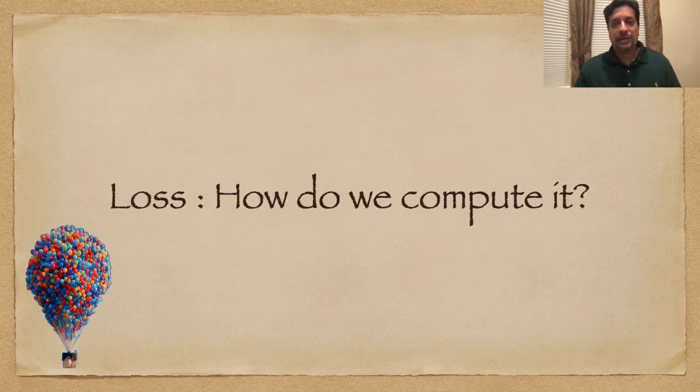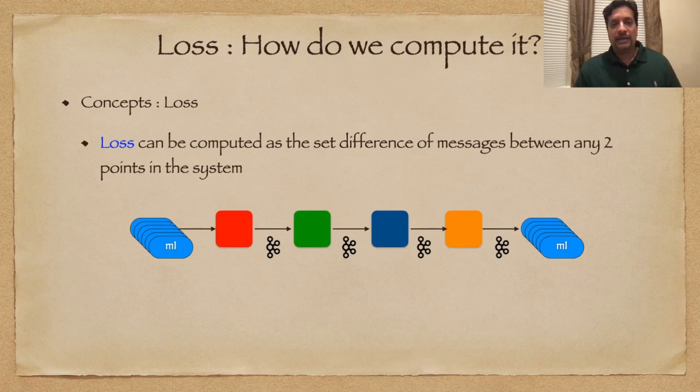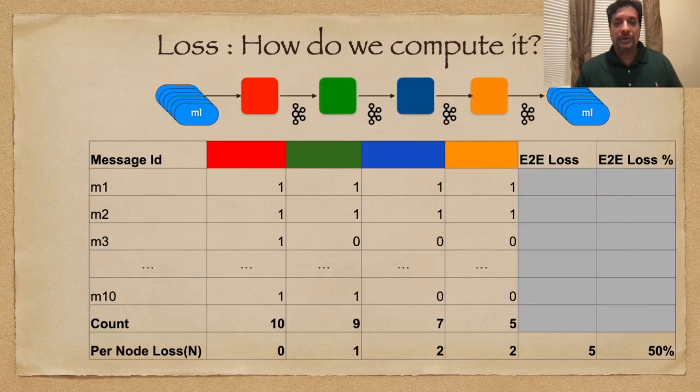Loss. How do we compute it? Well, loss can be computed as the set difference of messages between any two points in the system. So if we look at our topology from before, the one difference you see here is that instead of a single message transiting the system, we have, let's say, 10 messages transiting the system. We can use the following loss table to compute loss. So each row in the loss table is a message. Each column is a node in the chain.